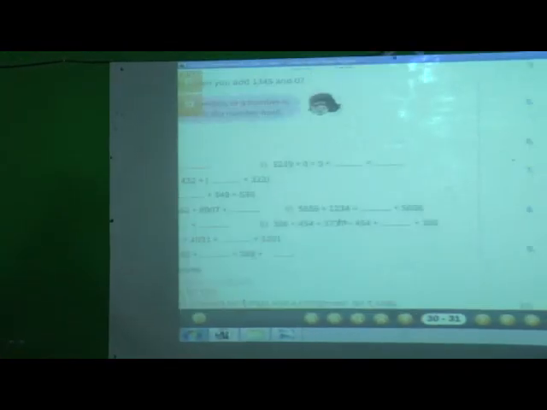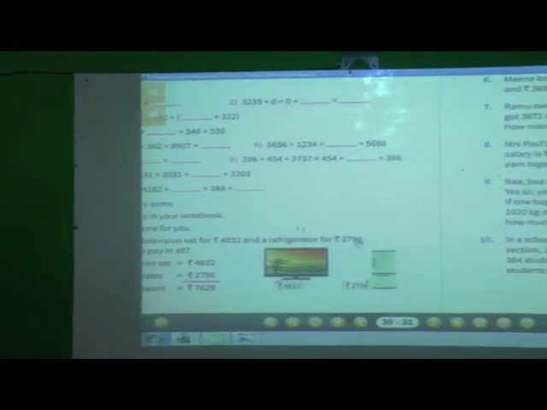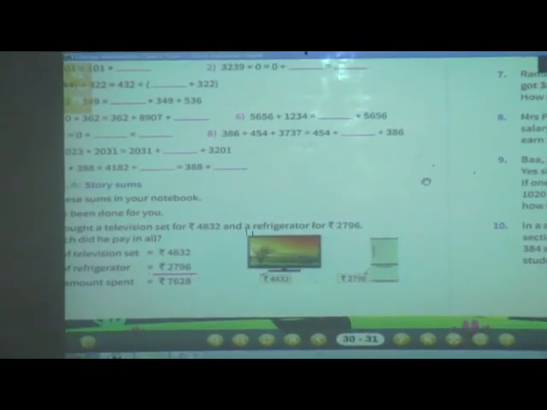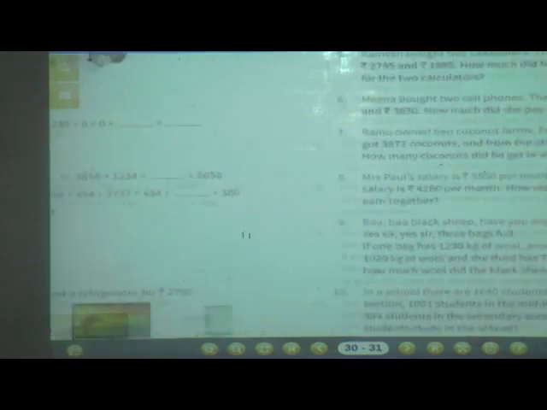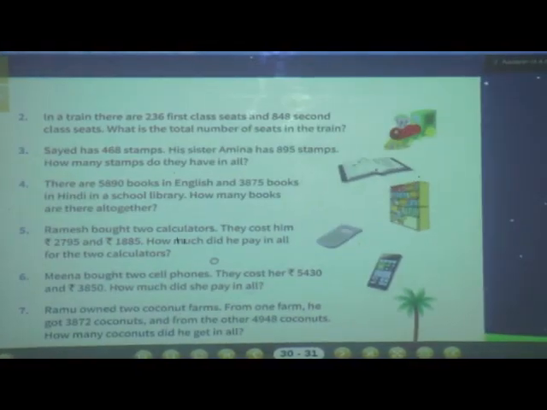In our last session, we completed exercise 2.3 and started exercise 2.4. From that, we saw the first question, that is story sums. We started and saw the first story sum, and we completed these story sums in our last session. Now today we will see all the remaining story sums.